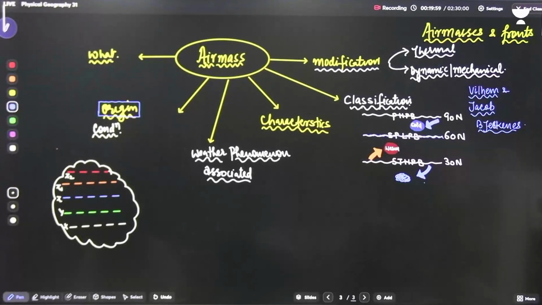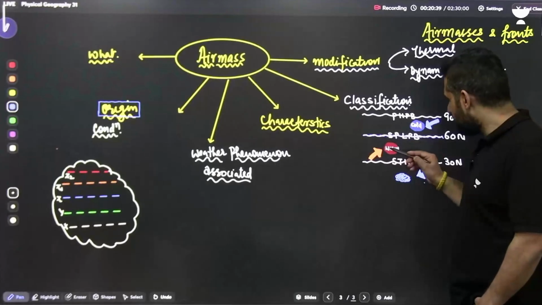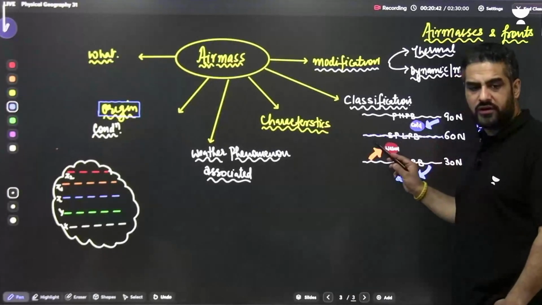Another point, right? The concept of air mass has helped in understanding frequent weather changes which take place in temperate region. Is it clear why I am focusing here on temperate region? यहाँ देखो, because in temperate region only sometime warm will enter into the territory of cold, cold will enter into territory of warm.